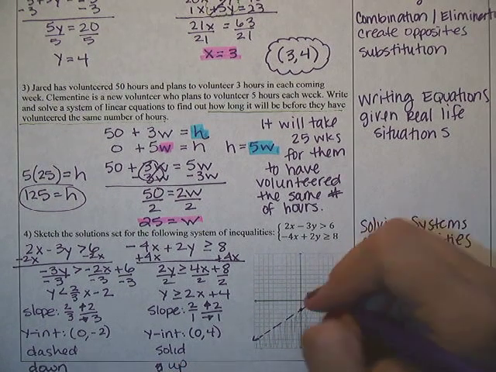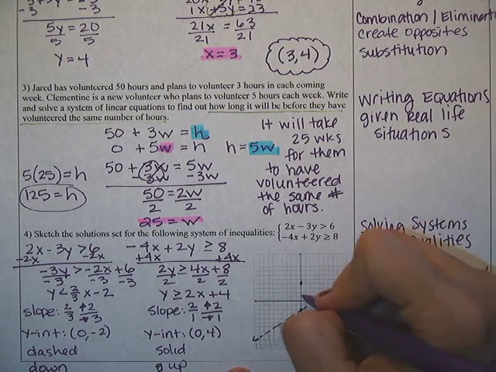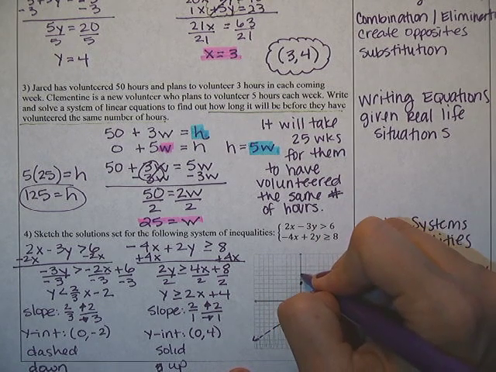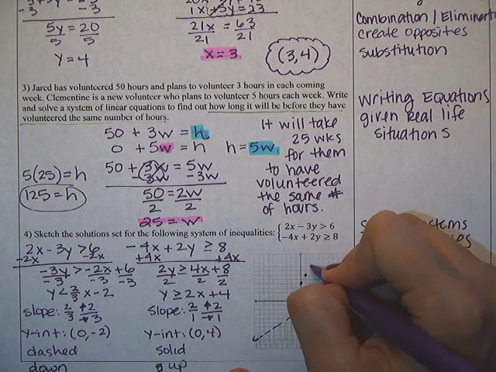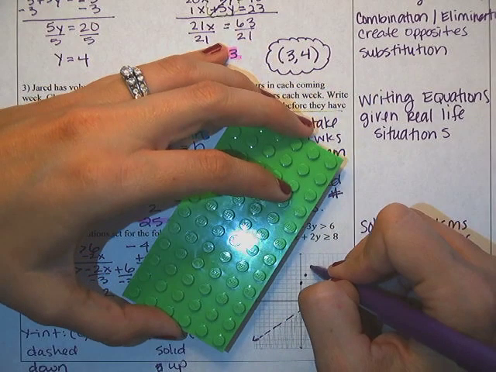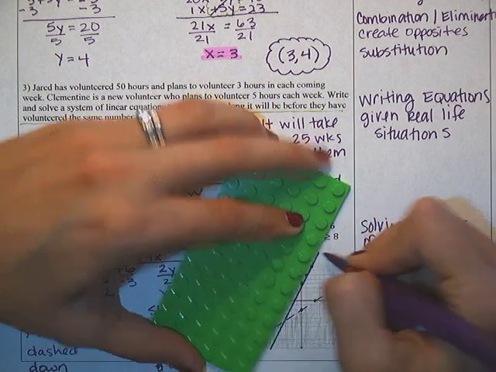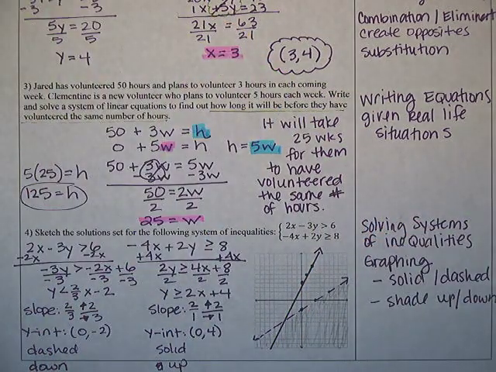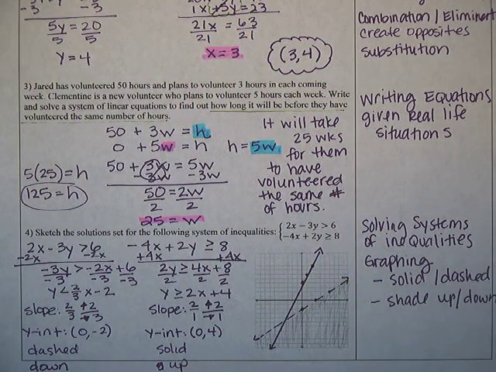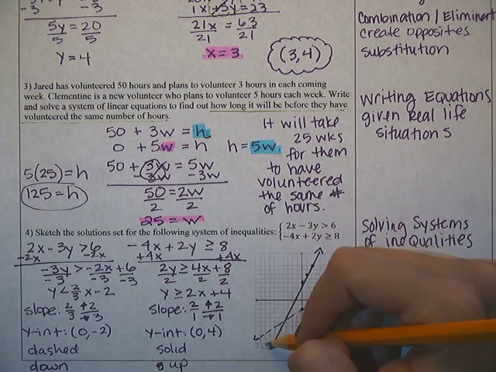So my next y-intercept is (0, 4), 1, 2, 3, 4, plot my point, and then I'm going to go up 2, forward 1, up 2, forward 1. Once I have 3 dots, I can grab my straight edge. This is going to be a solid line. And then this one, it says shade up. So you're going to start shading across this whole line up.